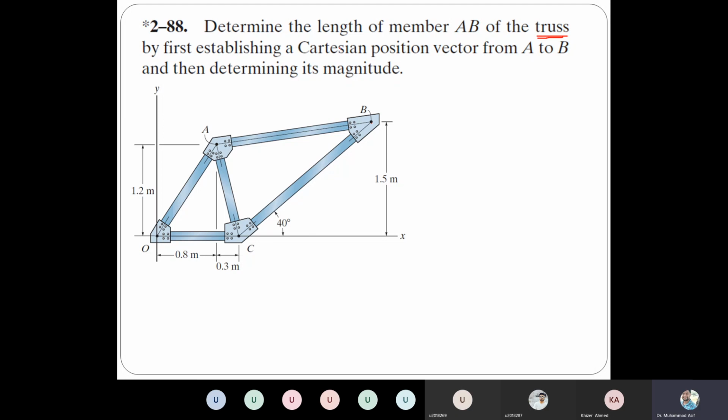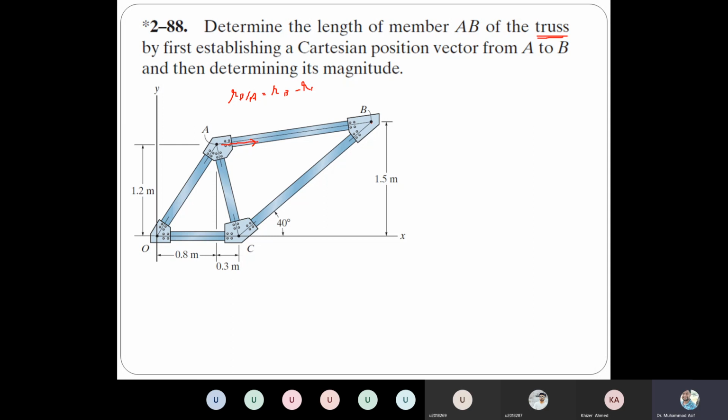And the question is, you need to calculate the length of this member AB by first establishing a Cartesian position vector from A to B. So you need a position vector from A to B, and then you can calculate its magnitude. That will be equal to the length of that member. So you first need R_B/A, and R_B/A means R_B minus R_A, right?